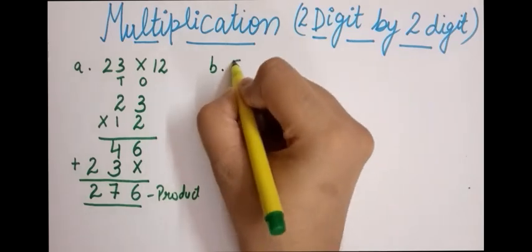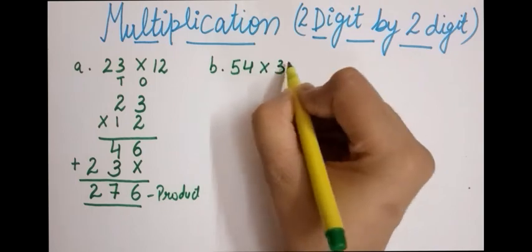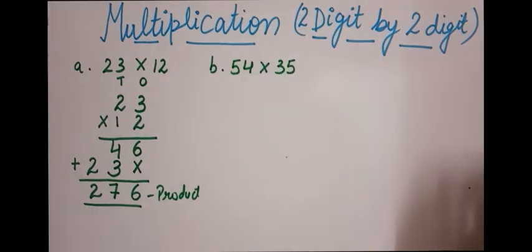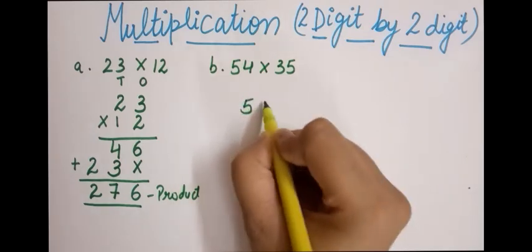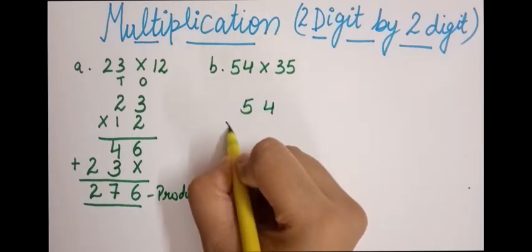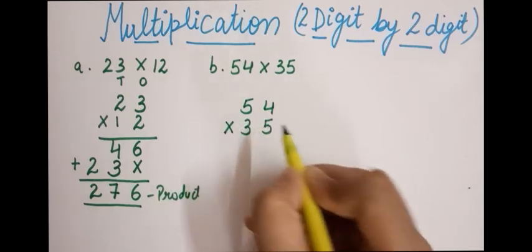That is 54 multiplied by 35. Now let's see how we can multiply this. So again, remember the steps. First step is to arrange the numbers in the correct column. So that is 54, and here we'll be using the multiplication symbol, and 3, 5, 35.